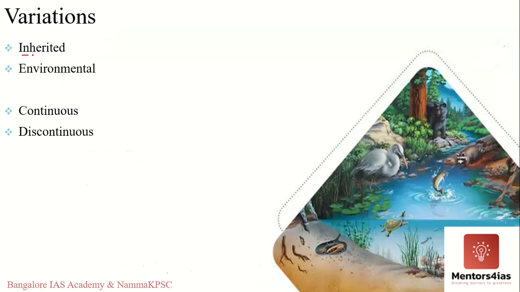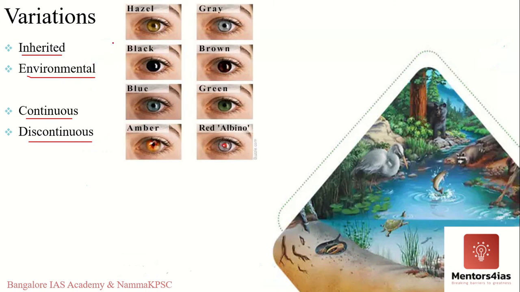Okay, so we have inherited or environmental variations, and we can also have continuous or discontinuous variations. Now the first one is inherited variation. If the characteristics are a result of genetic information from the parents, then it is inherited variation. So your eye color, skin color, hair color, these are all inherited variations. The skin color, in the tropical regions, we need more melanin to protect ourselves from ultraviolet rays. So within the tropical regions, we generally have darker skin. So this is inherited variation.